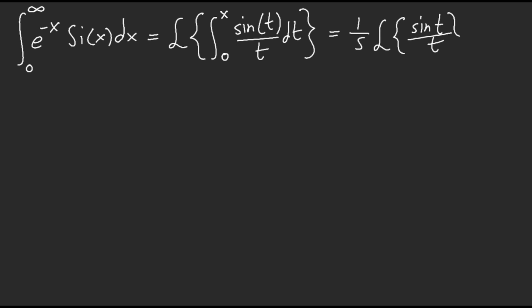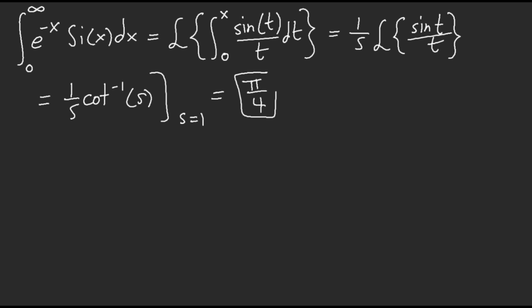And if you remember from our previous videos, the Laplace of sine of t over t is inverse cotangent of s. And our s here was equal to 1. So our answer, inverse cotangent of 1, is pi over 4. So our answer is simply pi over 4. Just for that integral.